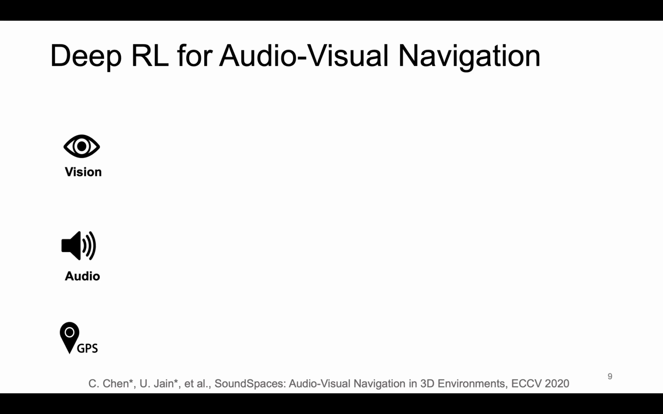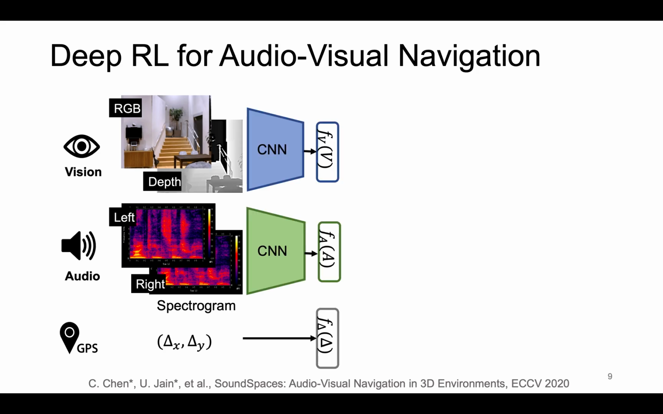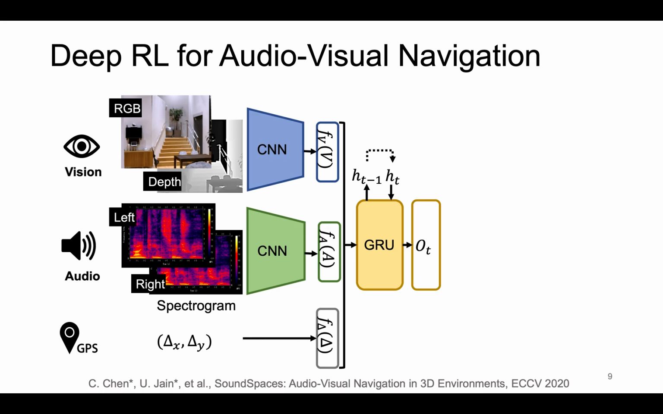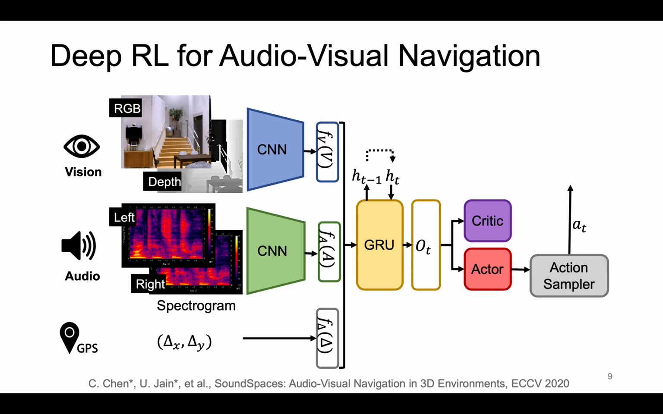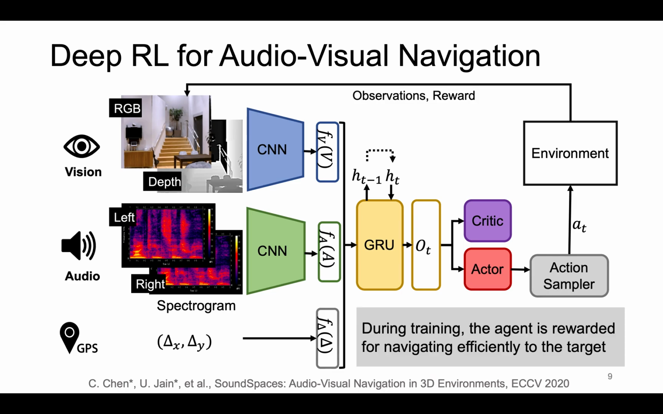We also generalize a state-of-the-art RL model to accommodate audio observation, which is represented as spectrograms of left and right ear waveforms. Inputs are first encoded by CNNs, then fed into a recurrent neural network and subsequent actor-critic networks. The agent executes a movement action sampled from the policy distribution, and the environment sends the observation and reward feedback to the agent. During training, the agent is rewarded for navigating efficiently to the target.